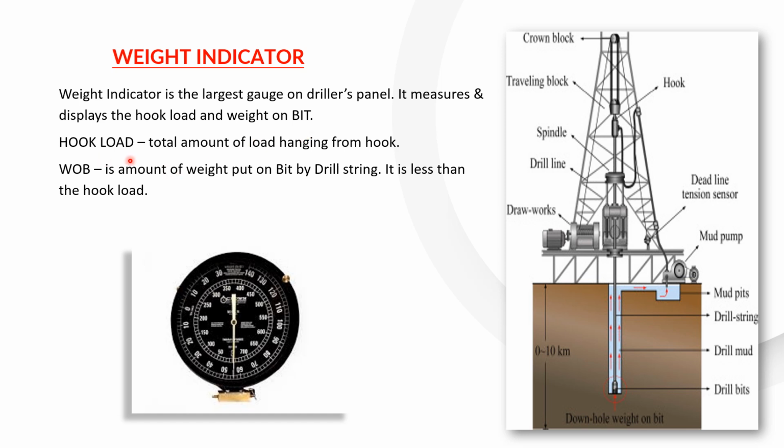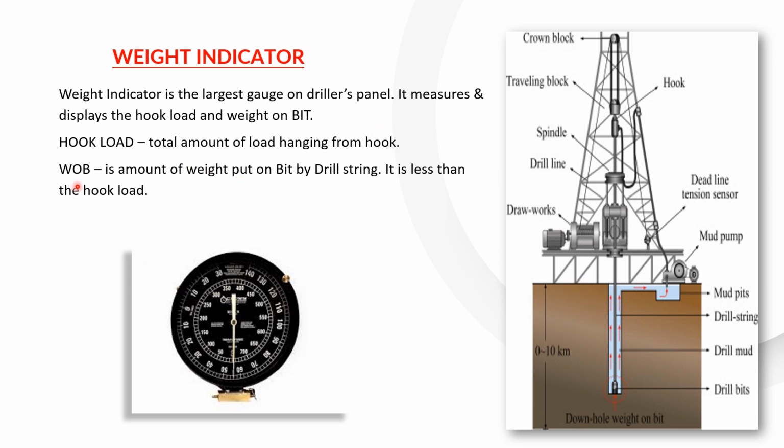Hook load. What is the meaning of hook load? The total amount of the load hanging from this hook. So here we have a traveling block, and below the traveling block we have a hook. So the entire equipment and all the things which are hanging from the hook, for example, the TDS, top drive system, and below that we have drill string, drill collar. So what is the total weight hanging from this hook? This weight indicator shows it in the driller's control panel.